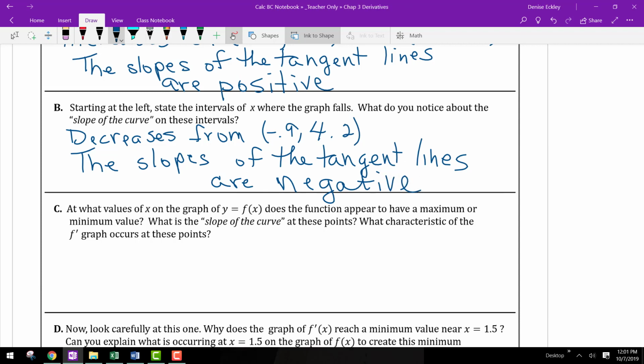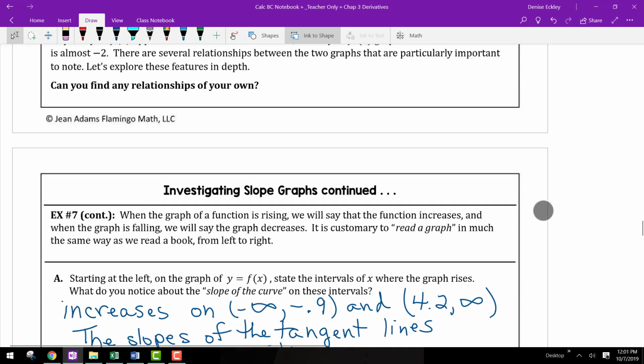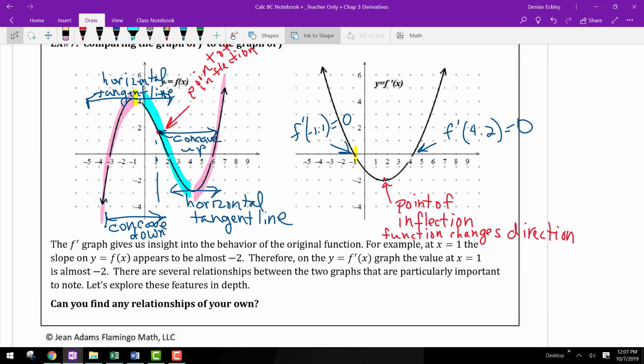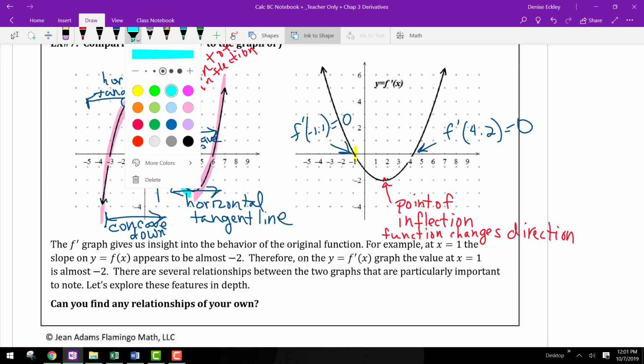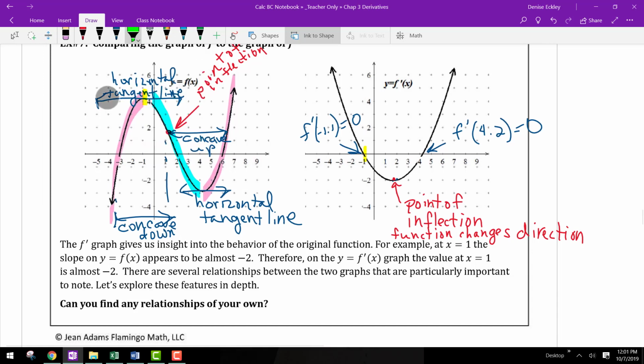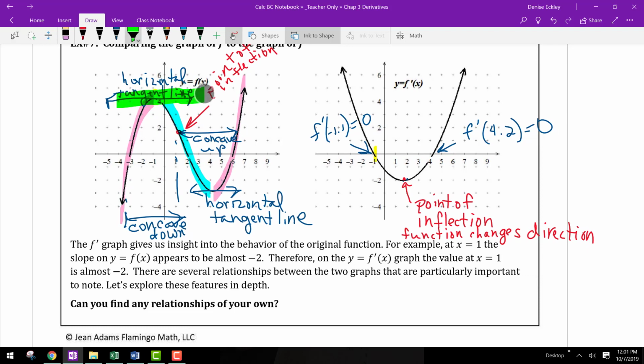Okay, next question. At what values of x on the graph of y equals f of x does the function appear to have a maximum or minimum value? And what is the slope of the curve at these points? What characteristics of f prime occur at these points? So we would have already mentioned them for part A and B, and what we notice is these are the two places where we have a horizontal tangent line. So right here, and there are specific points. Right here is our horizontal tangent line. Right there is our point. So, whoops, wrong graph. Sorry about that. And right here. Okay, there's our point of tangency.